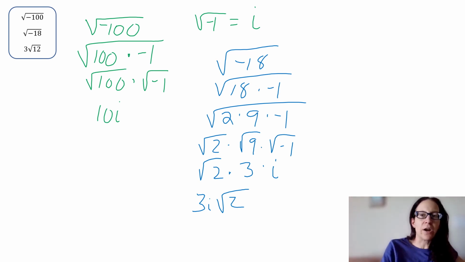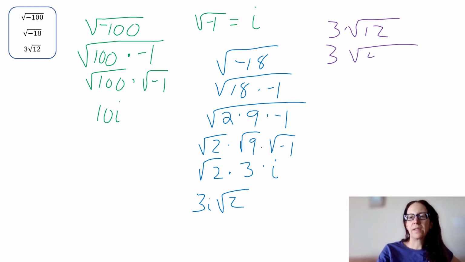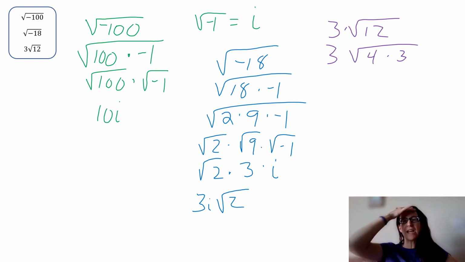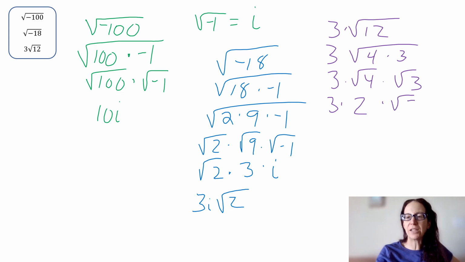The last one here is 3 root 12. Remember, this is multiplication right there between the 3 and the 12. So we're going to go through this process that we did with the blue here, except with the 12. If you pick 6 times 2, you can't take the square root of either of those, so you don't get anywhere, but you can take the square root of 4. This brings us to the square root of 4 times the square root of 3. Square root of 4 is 2. The square root symbol has to go away. And then 3 times 2 is 6.